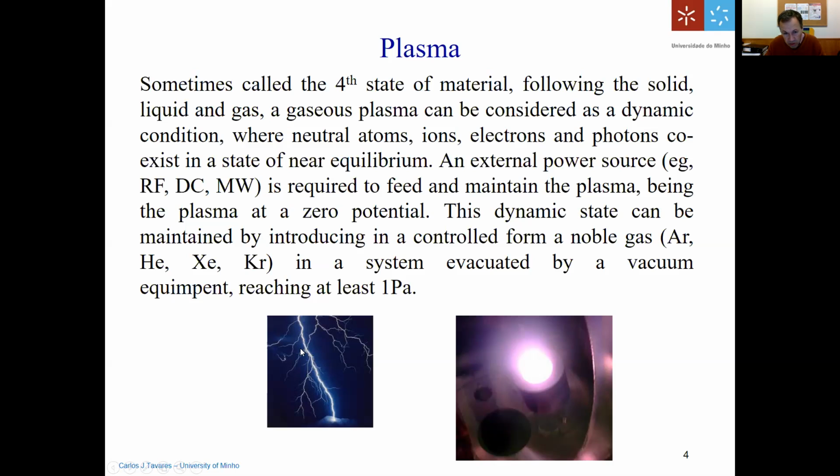And along these branches of what we call lightning, we generate a plasma because we ionize the air, we generate ions, and we also have electrons. Here you can see a plasma which is generated inside the vacuum chamber. In this case, the gas that we used was helium.